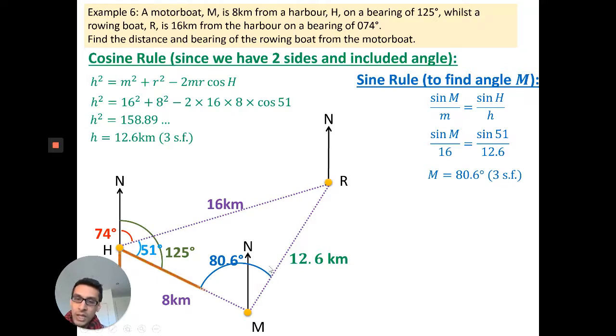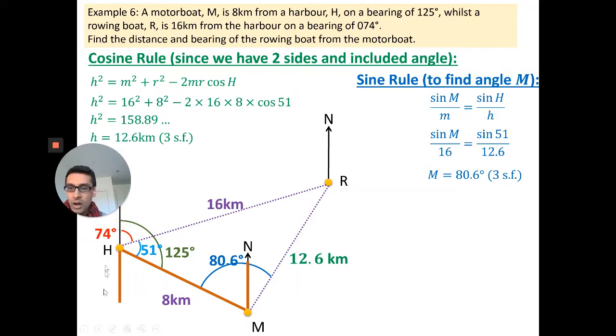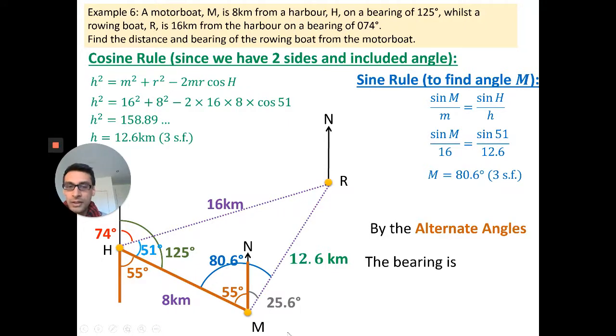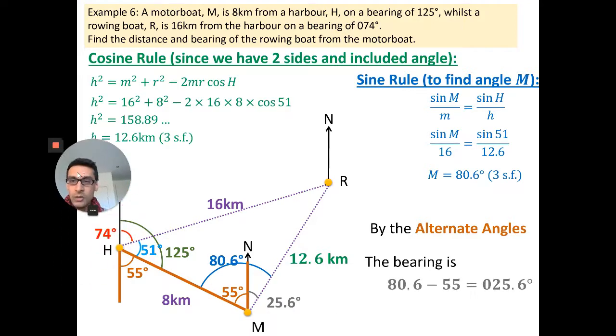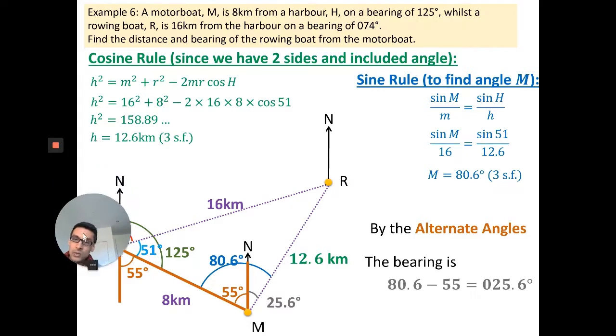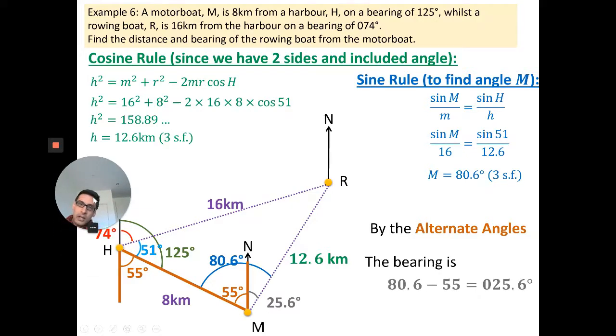However, we are going to have to use alternate angles to work out what goes here. So if we know that's 55, this must also be 55, and then we can see what's left by subtracting 55 from 80.6, and then you can see it's 25.6. Now the bearing is going to be 025.6. Don't forget the 0 at the beginning. So you can see this is why bearings questions can get quite long and intricate, and a diagram always helps with these types of questions.